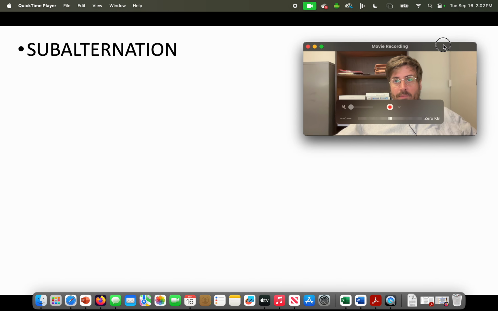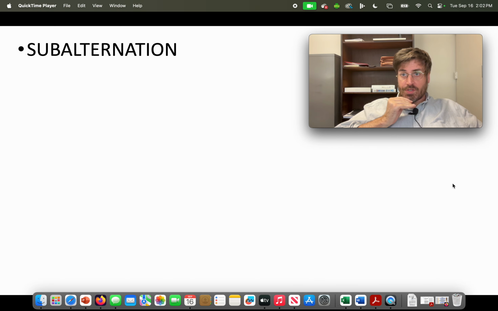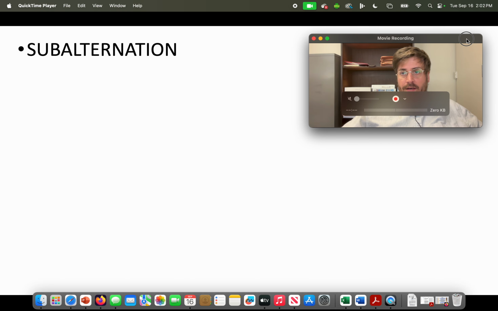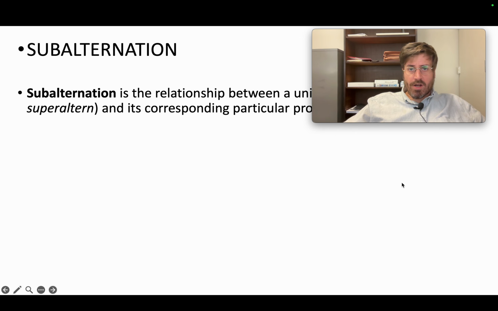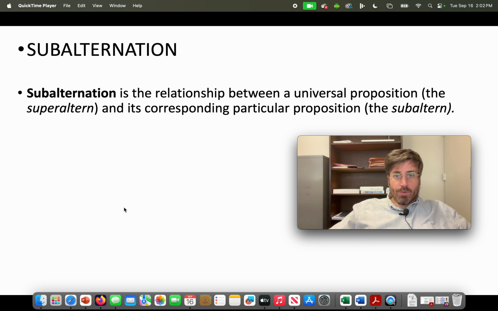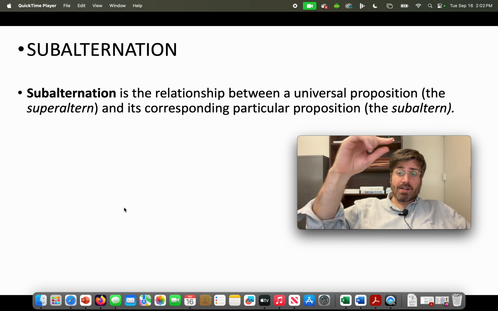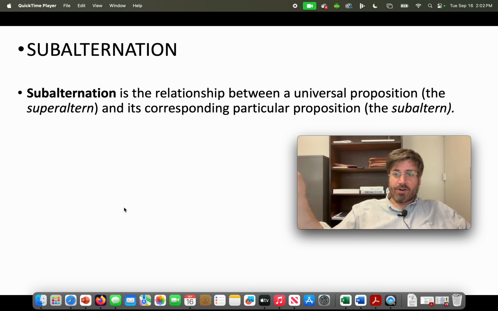Now let's talk about subalternation. In a way, subalternation is the most interesting kind of immediate inference we can make on the square of opposition. It allows us to play with a lot of arguments here. Subalternation refers to the relationship between a universal proposition, which is called the superaltern, and its corresponding particular proposition, which we call the subaltern. So with subalternation, we're moving from the top of the square, our A propositions and our E propositions, down to the bottom of the square, our particular propositions, where we have on the left our I propositions and our O propositions.